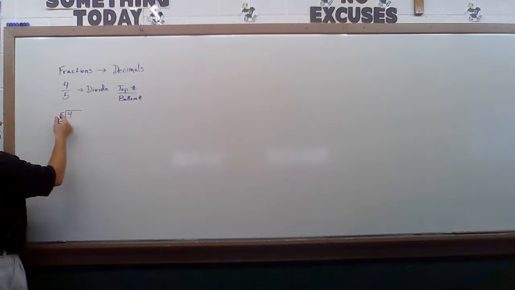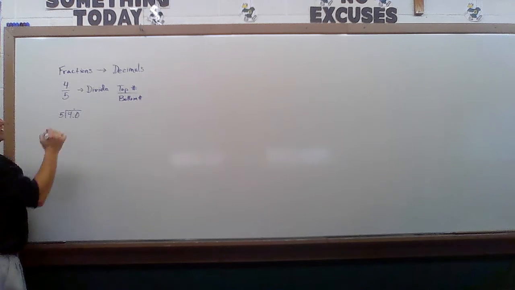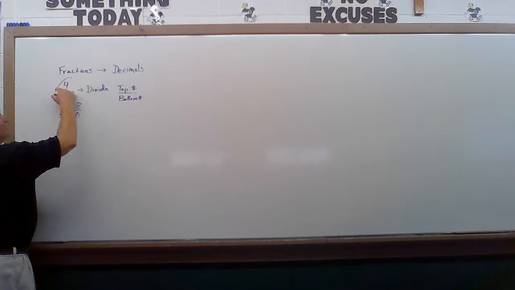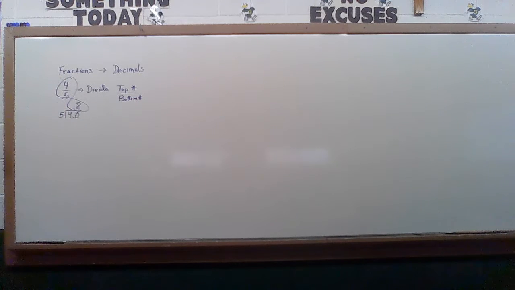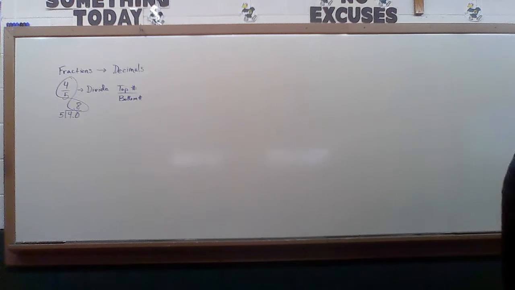Obviously 5 doesn't go into 4, so we put a decimal down. This is where we get our decimal. And how many times does 5 go into 40? 8 times. So my fraction and decimal that are the same number are those two things right there. But I'm taking the top number divided by the bottom number every single time.